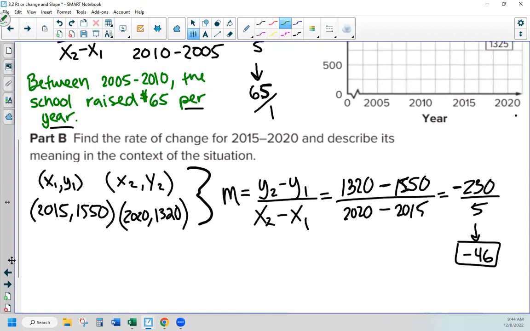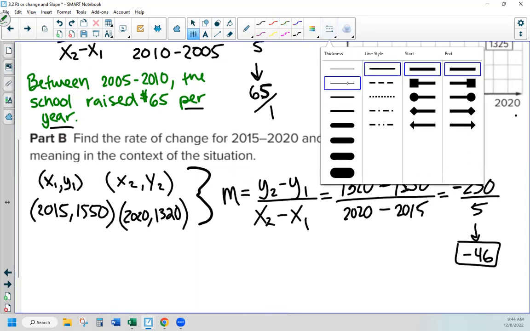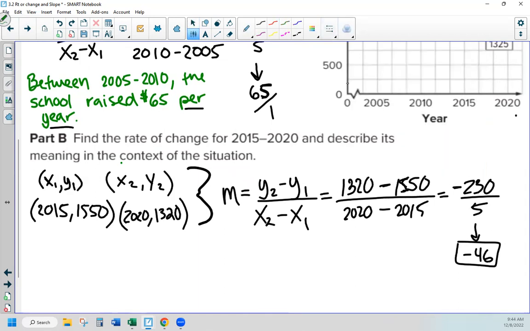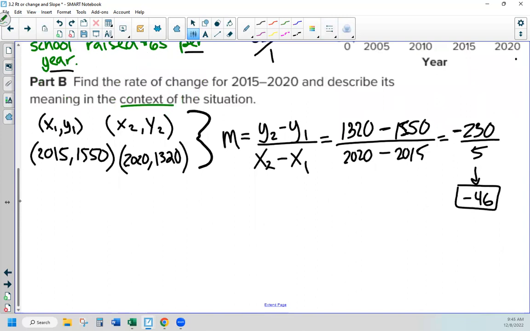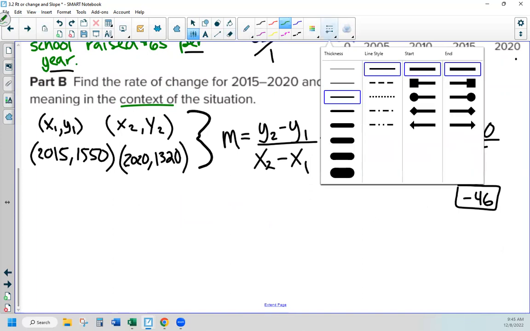slope. So what does a negative mean? What does a negative mean in the context of the situation? Here we go. The number negative 46 means that we are actually making $46 less than the previous years, okay? We are making $46 less, so we can maintain that straight, perfectly downward sloping line. It has a rate of change of 46 going down, okay?